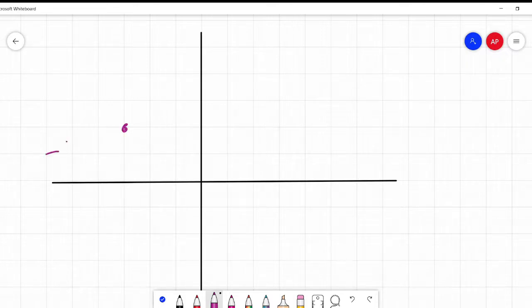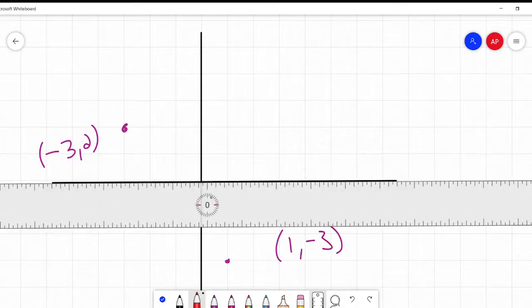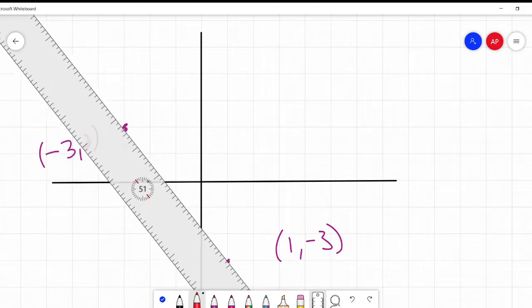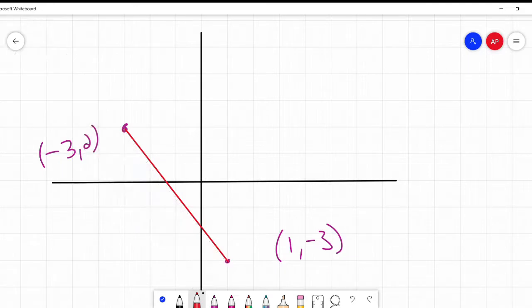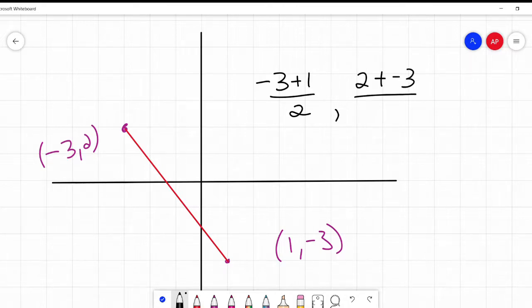This is negative 3, positive 2. And let's say we're going down over here to 1, negative 3. And I draw a line between. Okay, let's see if I can get this more precise this time. That looks pretty good. What's the midpoint? We're going to do the same process. We're going to add the x's together and divide by 2, and that's going to be our first coordinate. And then for the second coordinate, the y, we're going to add the y's together and divide by 2.